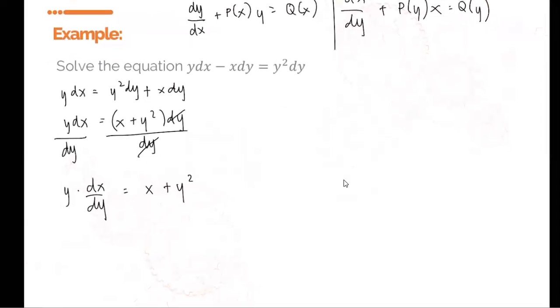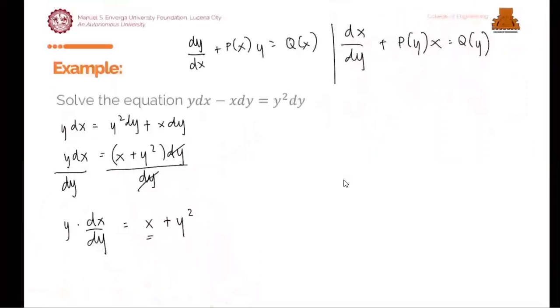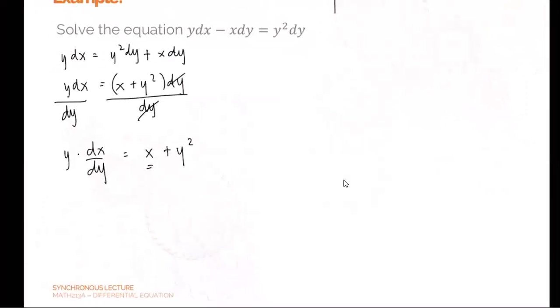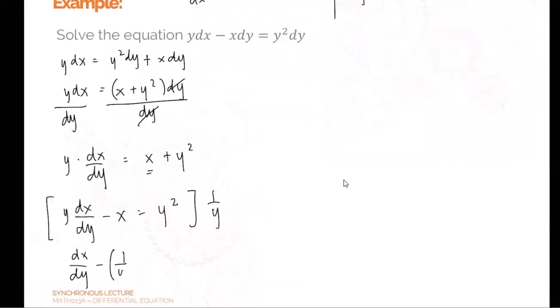Okay? So, kailangan natin, dapat 'to transpose natin si x, no? So, kailangan nandun siya sa left side. So, we have y dx over dy minus x is equals to y squared. Then, multiply natin by 1 over y para ma-isolate sa y yung first term. We have dx over dy minus 1 over y x is equals to y. Okay? So, ito is naka-linear form na.